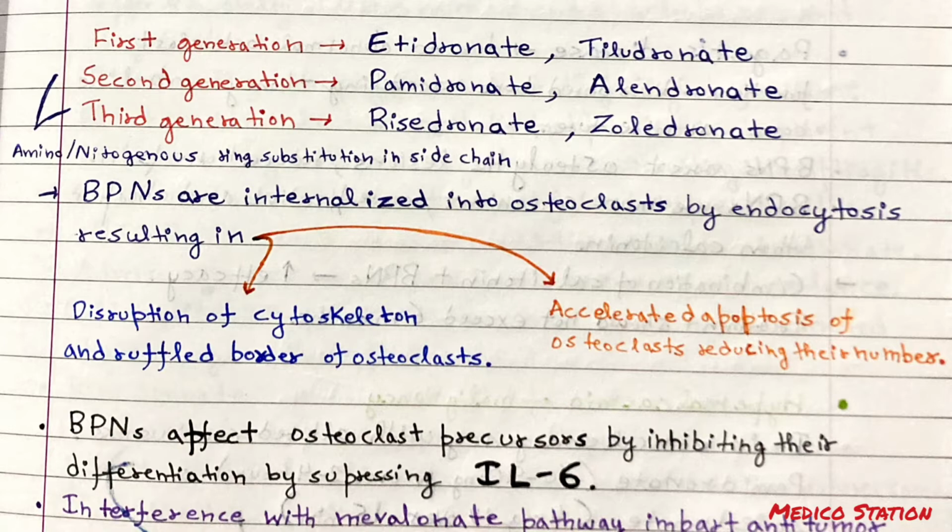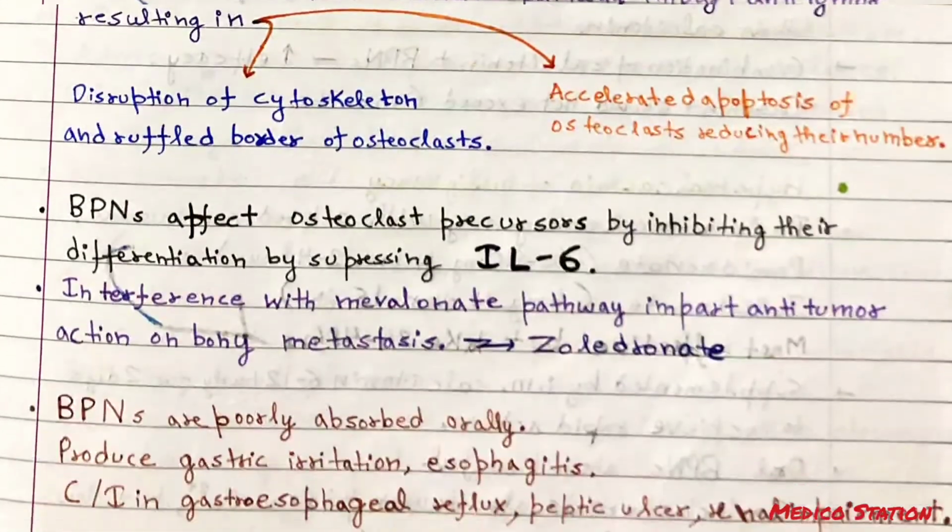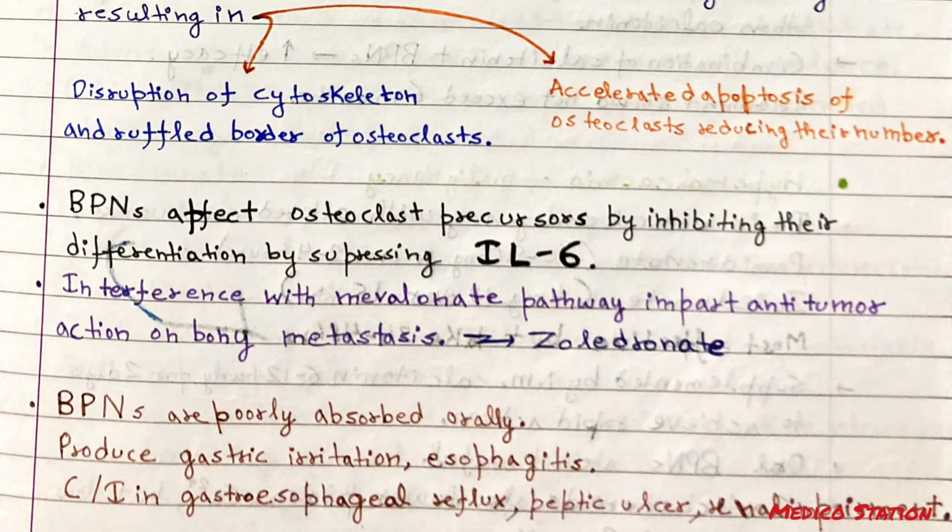Bisphosphonates are internalized into osteoclasts by endocytosis, resulting in disruption of the cytoskeleton and ruffled border of the osteoclast, and accelerated apoptosis of osteoclasts, reducing their number. Bisphosphonates affect osteoclast precursors by inhibiting their differentiation, by suppressing interleukin 6. Interference with the mevalonate pathway imparts anti-tumor action on bony metastasis.